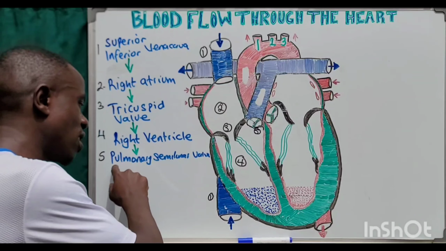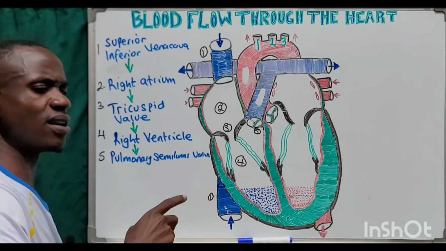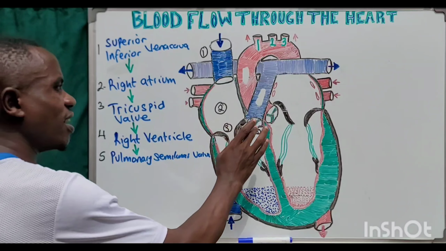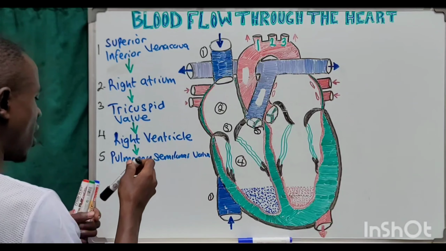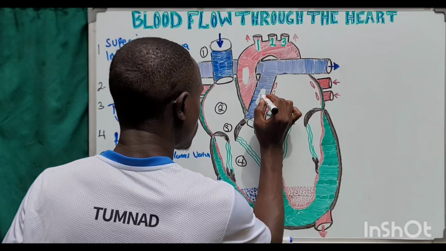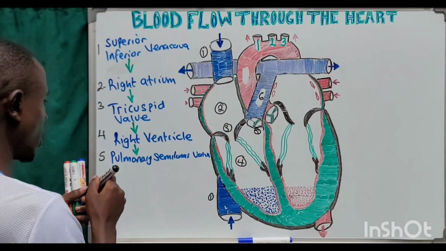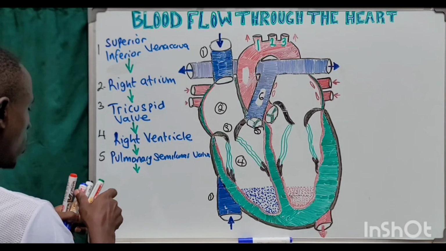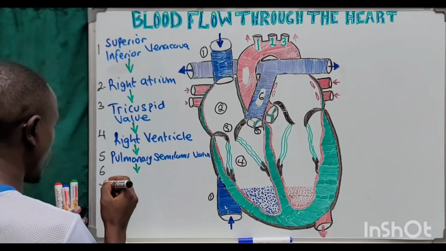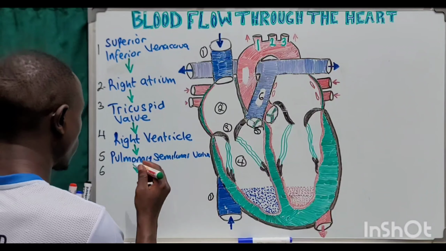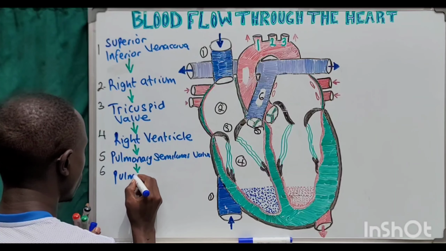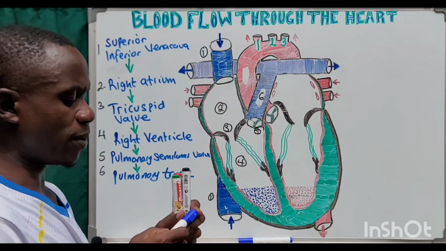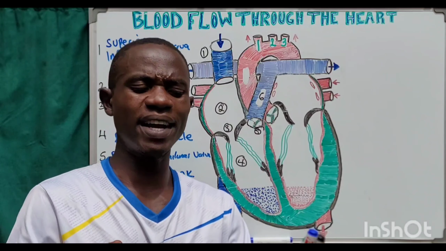Then from there, when the pulmonary semilunar valve opens, our blood will move into what we call the pulmonary trunk, and then finally into the pulmonary artery. So now our sixth step is going to be what we call the pulmonary trunk.